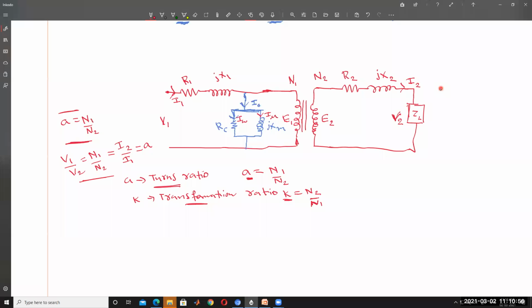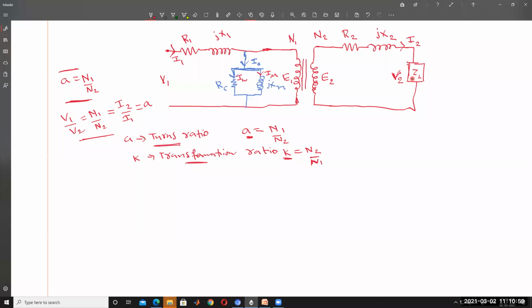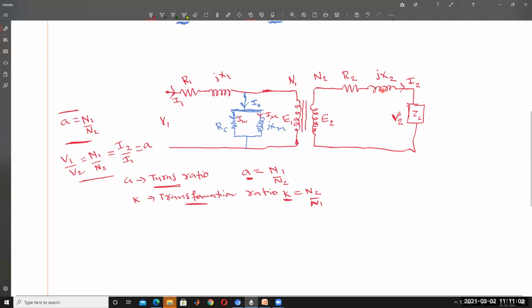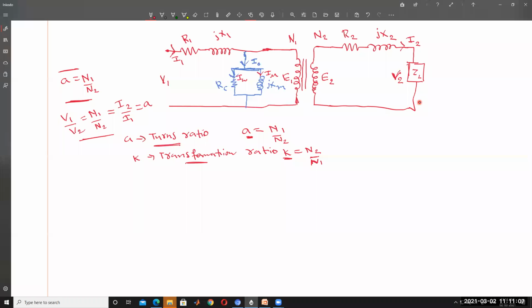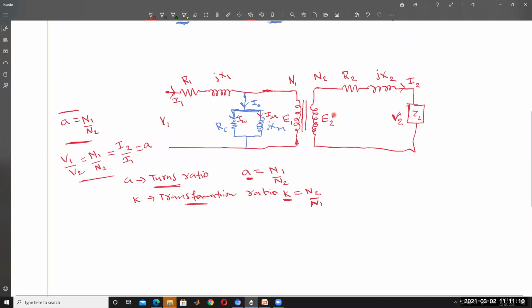So when referred to the secondary winding, these elements are referred to the primary side. So the multiplication is by A square. For example, this impedance is transferred to the primary side of the transformer winding. So this is converted into the primary side. So ZL becomes A square times ZL, which is called ZL dash. So when ZL is converted into the primary side of the transformer, ZL dash becomes A square times ZL.